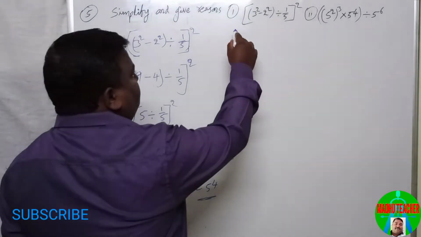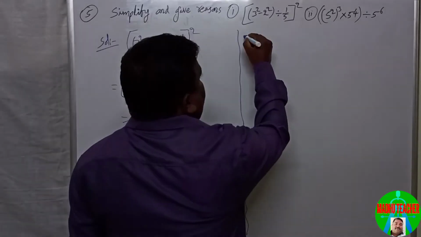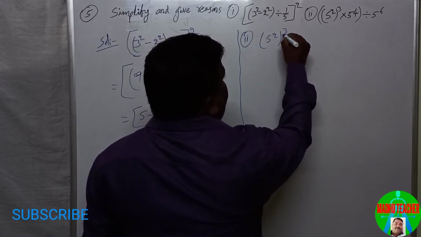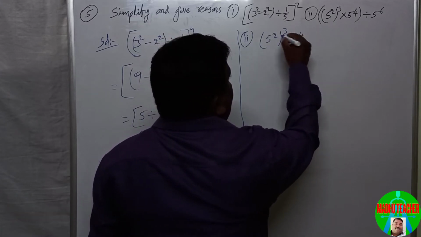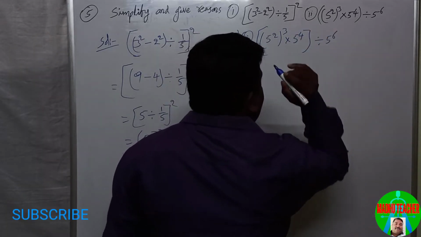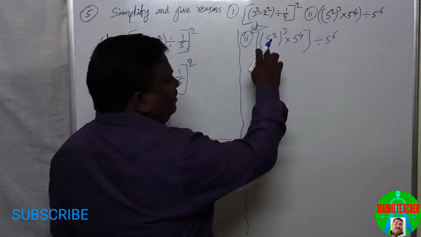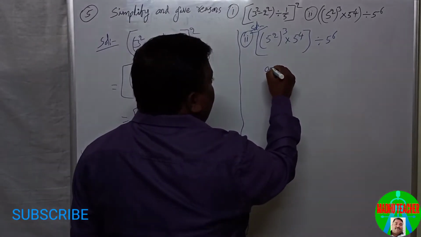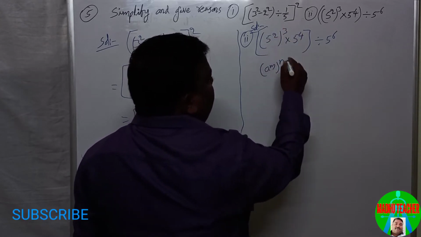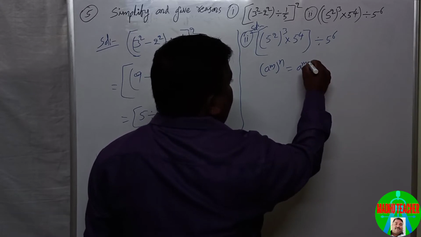Next, second one is, what is the second one? 5 square whole to the power of 3 into 5 to the power of 4 divided by 5 to the power of 6. Here it is in the form of a to the power of m whole to the power of n. Power of power. Power should be multiplied. M into n or mn, whatever.